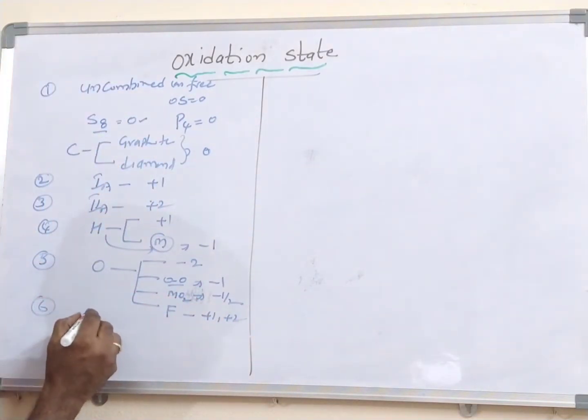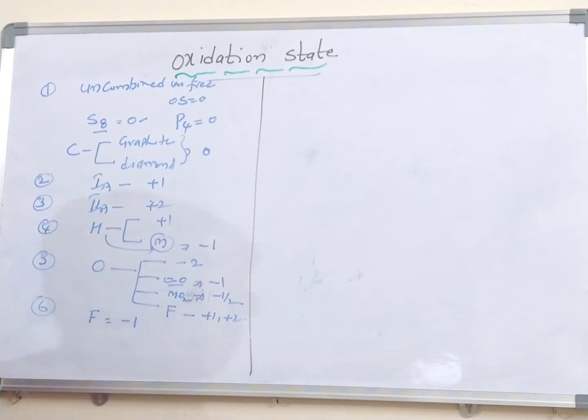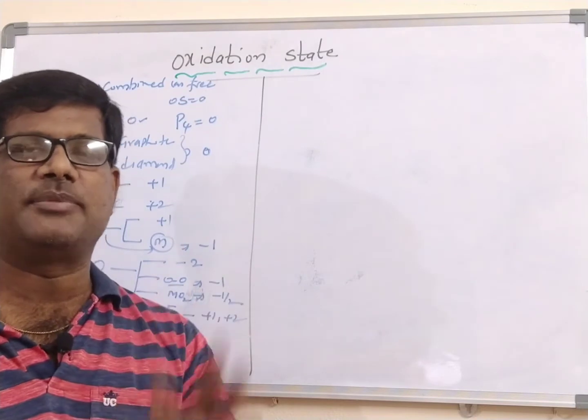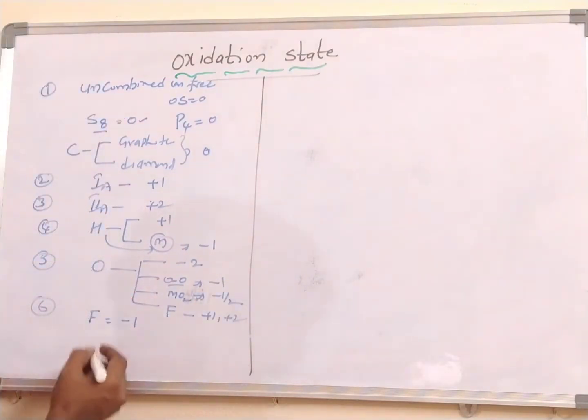Number 6, fluorine always shows only one oxidation state. That oxidation state is -1. Whenever you have fluorine, immediately you keep it as -1 oxidation state.